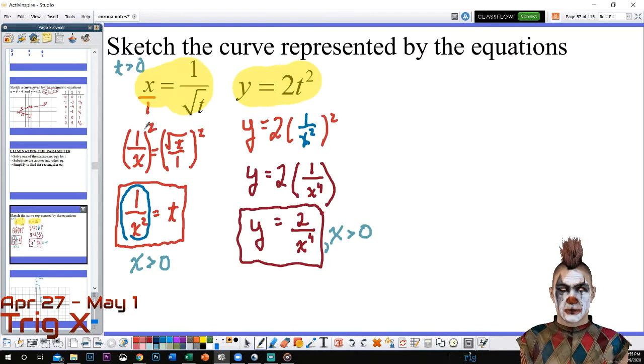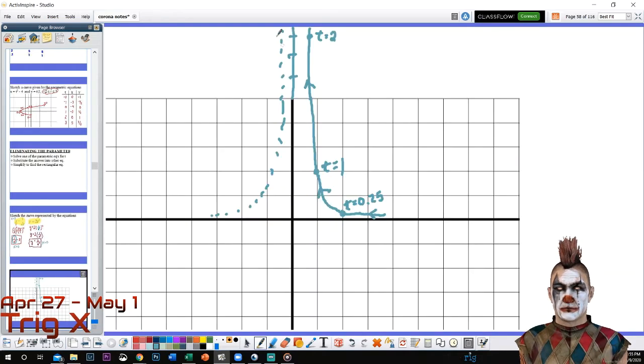But remember, because of our domain right here, x could not be less than 0. So we're not going to look at these points over here on this side. We're only looking at the places where x is greater than 0. But it should match perfectly.